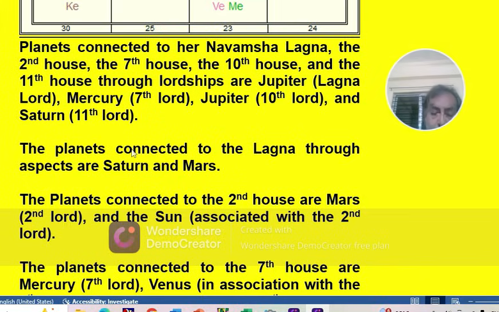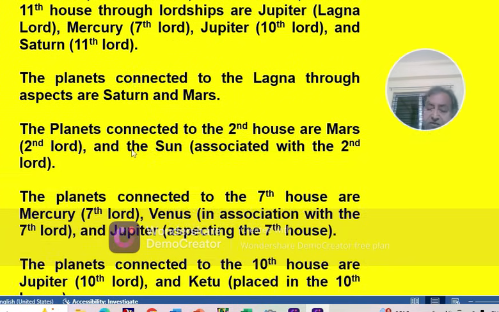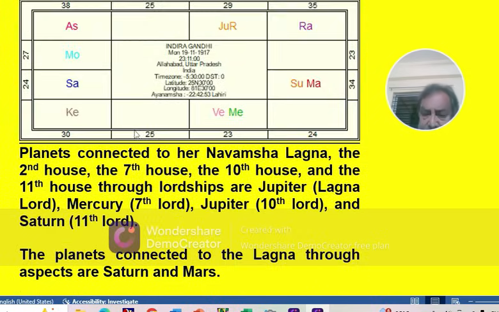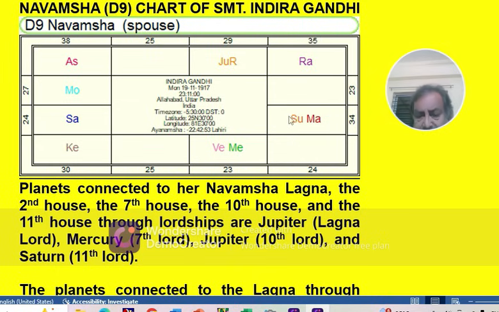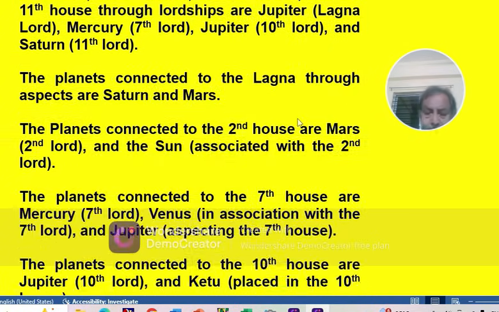The planets connected to the Lagna through aspects are Saturn and Mars. I have shown all of you. The planets connected to the 2nd house are Mars, the 2nd Lord, and the Sun associated with the 2nd Lord. Sun is with Mars, you see. In the Navamsha chart, Sun is with Mars.